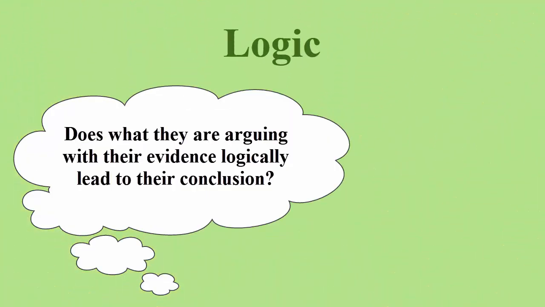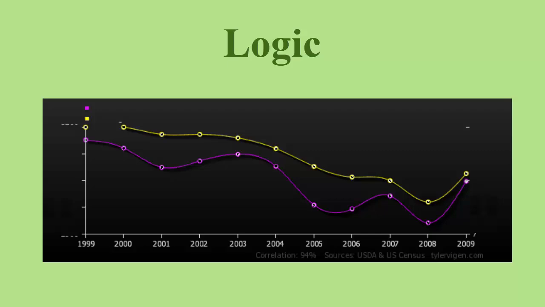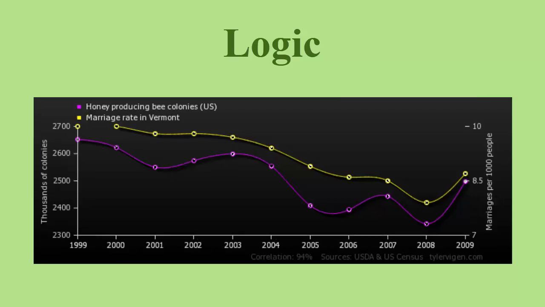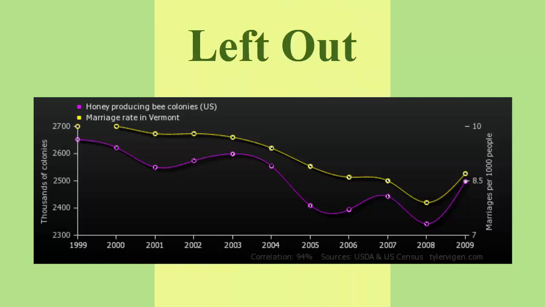You'll want to make sure that there aren't large holes in the logic of the arguments being used by your source. This is true for things like charts and graphs too. From this chart, it looks like the two trends being graphed might have something in common with each other. But if I reveal that the numbers being graphed are actually honey-producing bee colonies in the United States and Vermont marriage rates, this evidence isn't enough. I'll still have to come up with a logical argument as to how these two things are related.